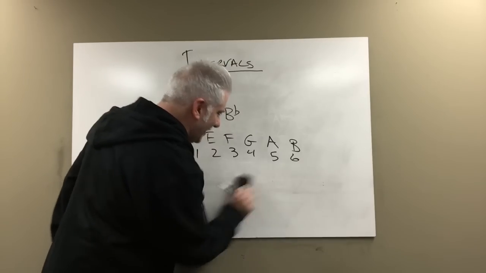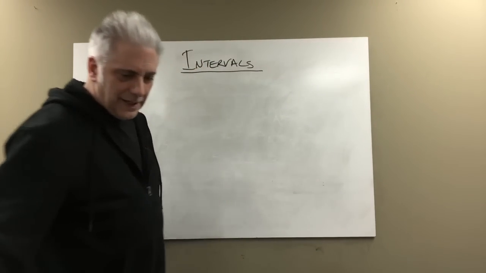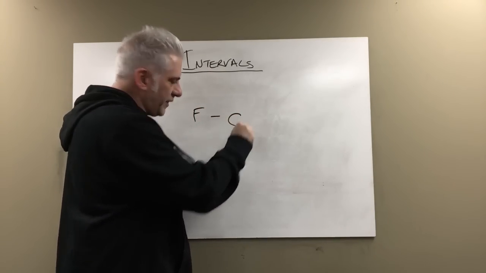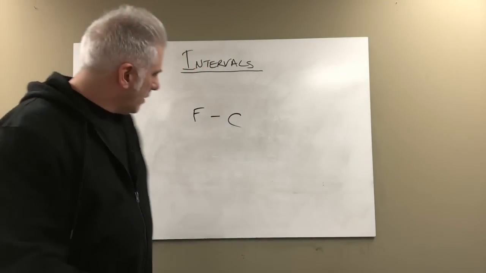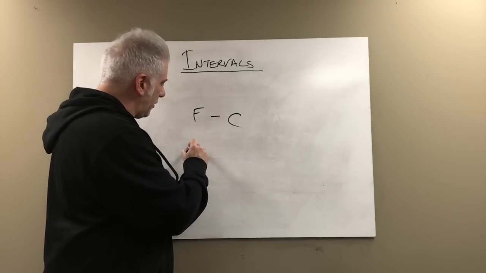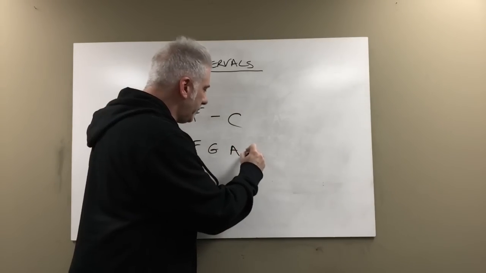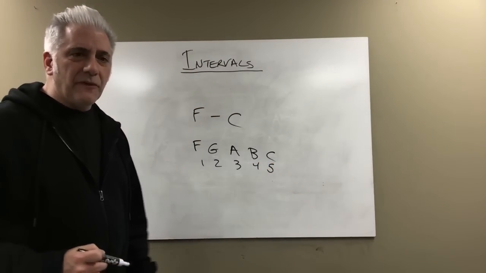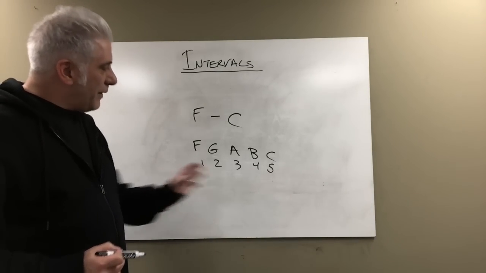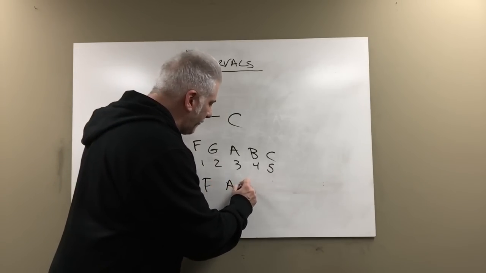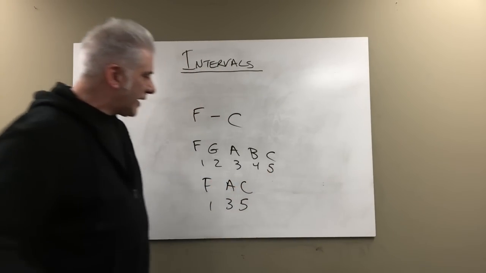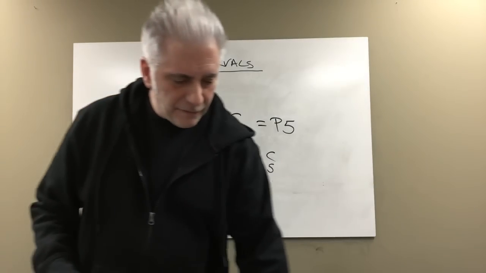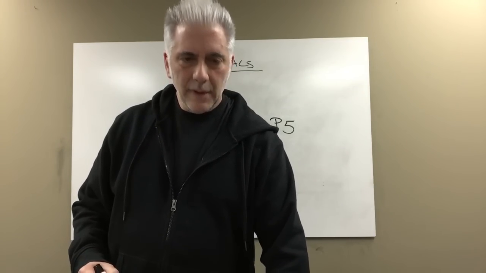So let's take another one here. Let's say F to C. F to C, okay? Well, what are we going to do here? There's a couple things we can do. We can go F, G, A, B, C. 1, 2, 3, 4, 5. Okay? It's some type of a 5th. Well, if I do the same thing, I go F, A, C for an F major chord, 1, 3, 5. Well, that tells you it's actually a perfect 5th. That equals perfect 5th. Since the C is the 5th of an F major chord, that is a 5th interval.